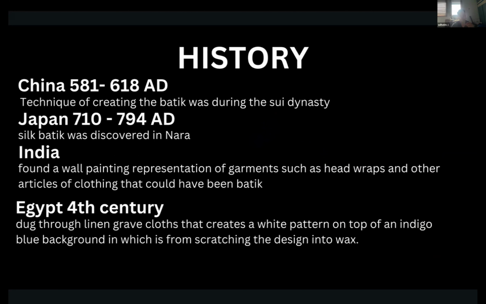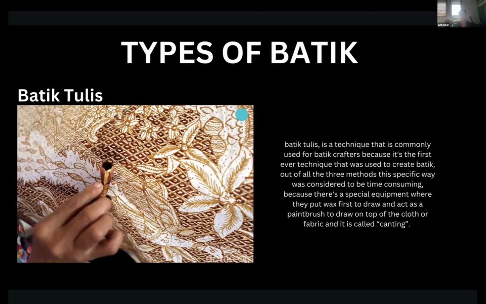In India, they found an article of clothing that could have been like batik. In Egypt, they dug up linen grave cloths that had a white pattern on top of an indigo blue background, made by scratching the design into wax. So there are three types of batik: batik tulis, chap, and printing.